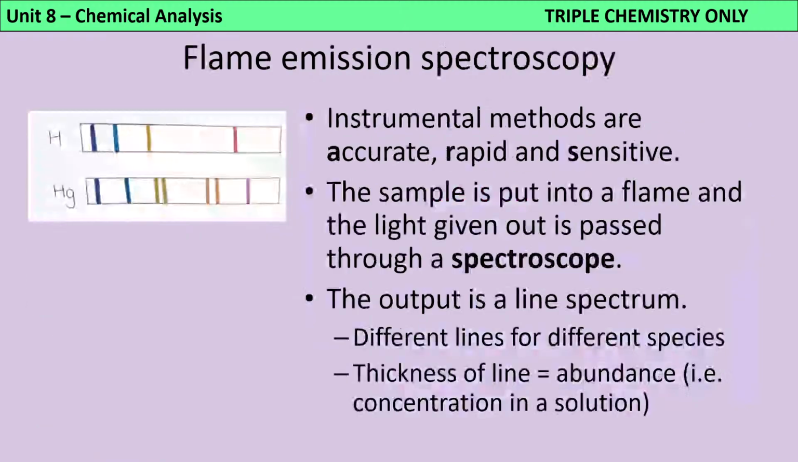So that's where we then need to turn to our flame emission spectroscopy. So this is another example of an instrumental method, which is accurate, rapid and sensitive. So we put the sample in a flame, and rather than you just looking at the light and saying, oh, I think that's crimson coloured, it gets passed through a spectroscope, and this produces a line spectrum.